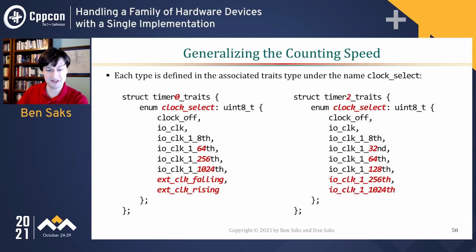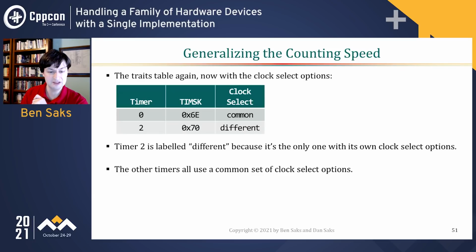So in our traits types here, each one will now contain an enumeration type, both of which are called clock select, but each of which has its own set of options. Some of them are the same, but most are different because that's how the bit patterns happen to work in control register B for timer 0 and timer 2. So now we've added that to our traits table.